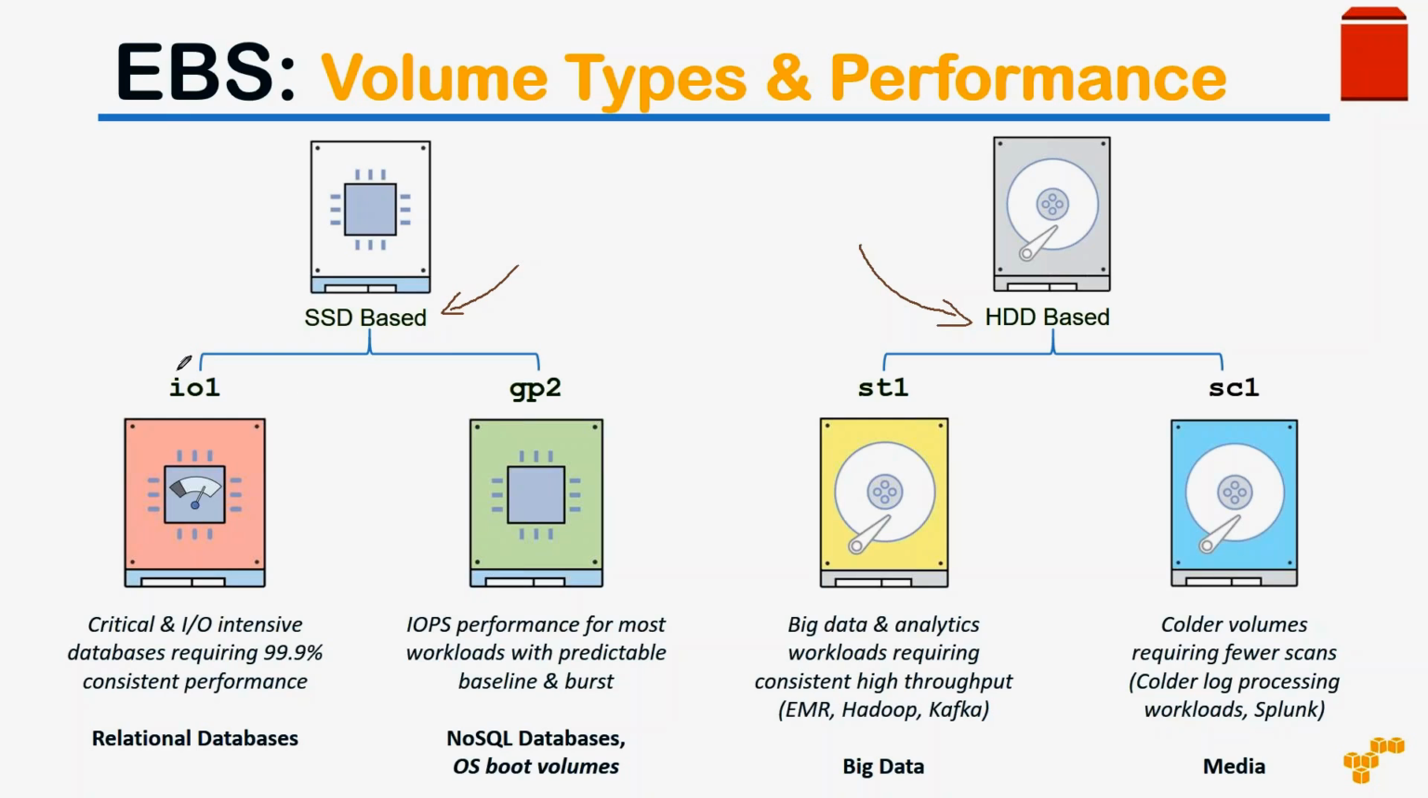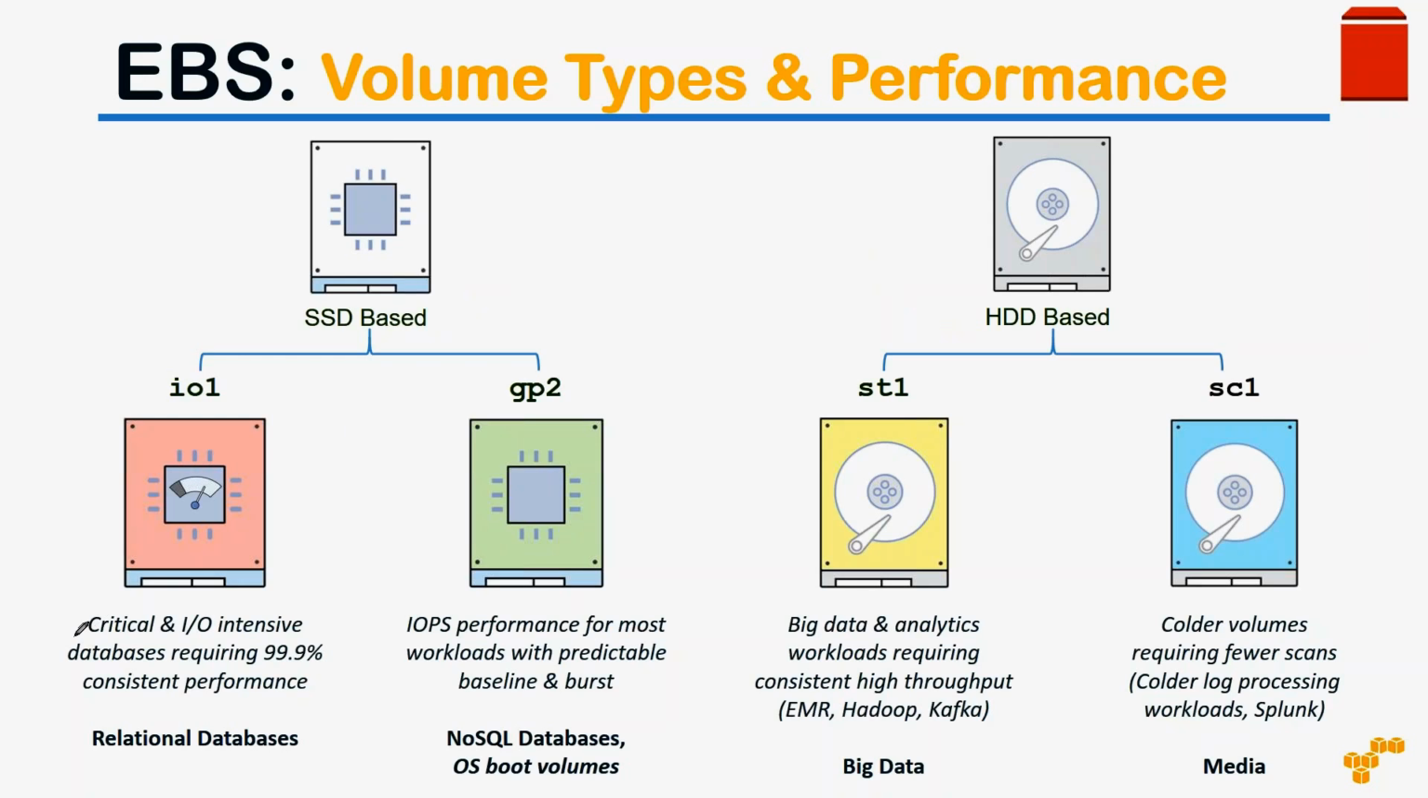So under SSD, you get IO1 and GP2. Don't ask me why they are named IO1 or GP2. That's how Amazon has named them, and we just have to follow it. There is a logic behind each of those disks, why it is called so, but it is not really necessary for us to understand to that level.